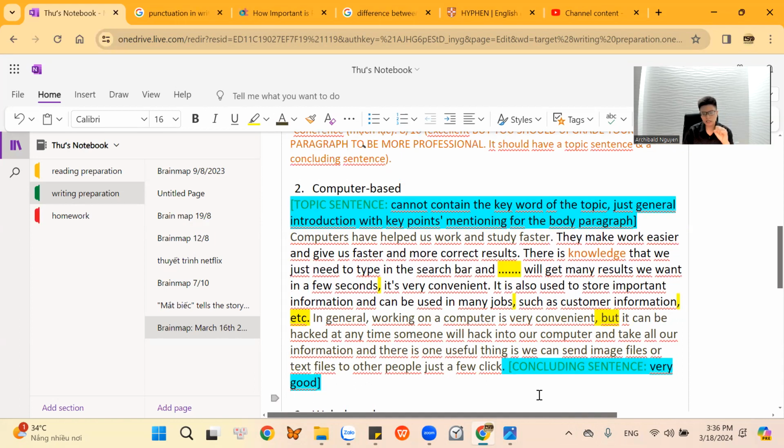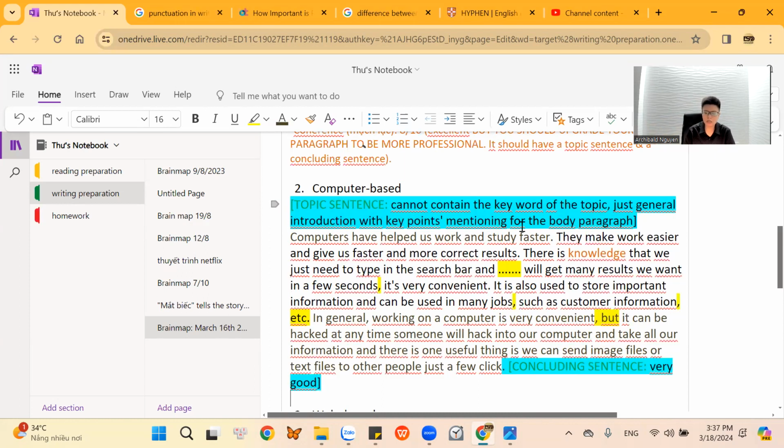When you write the parts of the paragraph in order, it helps readers find the keys of the content very effectively. Here, "computers have helped us work and study faster" is very good in grammar because you use the word "have" in the right structure: have somebody do something, have somebody to do something, or have somebody not to do something. So this is very good.